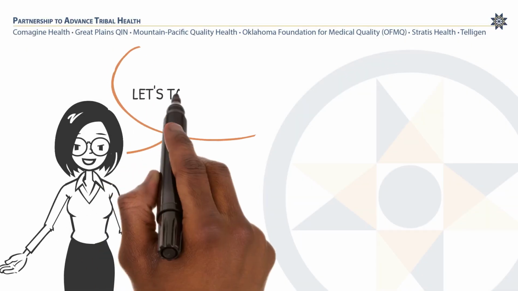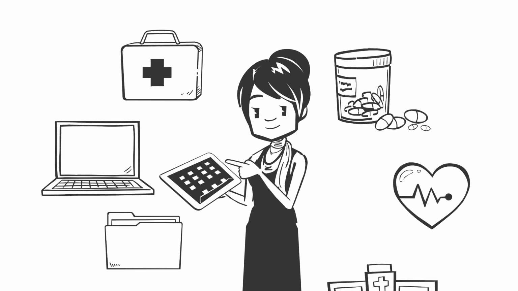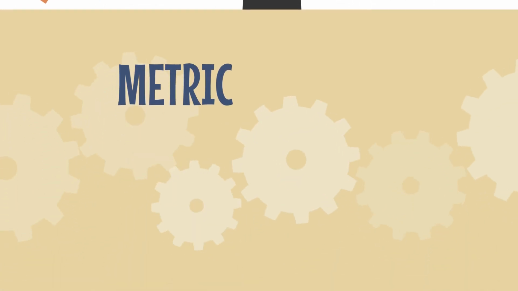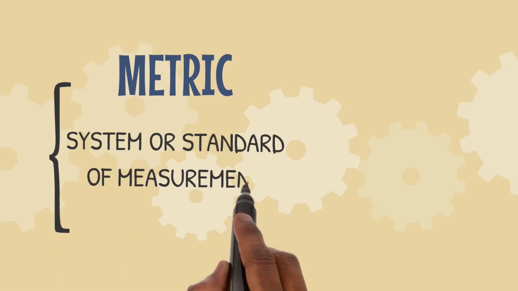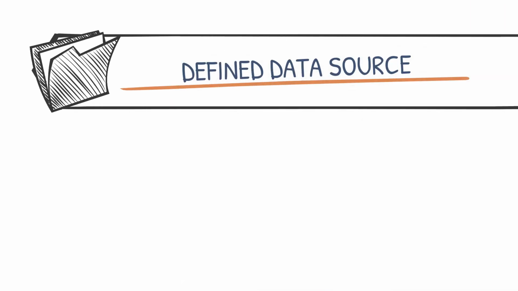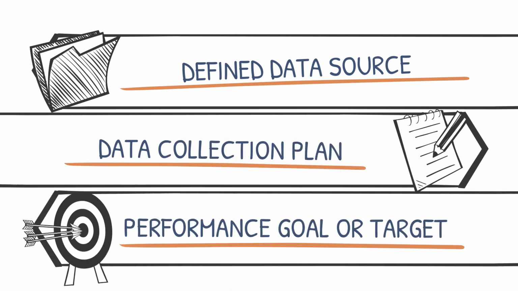Now in QAPI Basics, let's talk about how we use data. In our healthcare QAPI programs, we arrange data into defined metrics to measure performance over time. A metric is a system or standard of measurement, or in other words, the framework for bringing meaning to data by comparing performance over time. Each metric includes a defined data source, data collection plan, and performance goal or target.